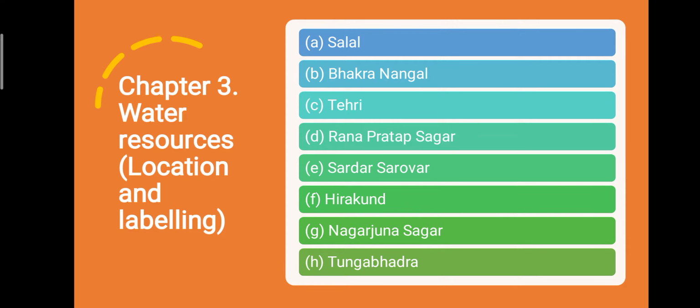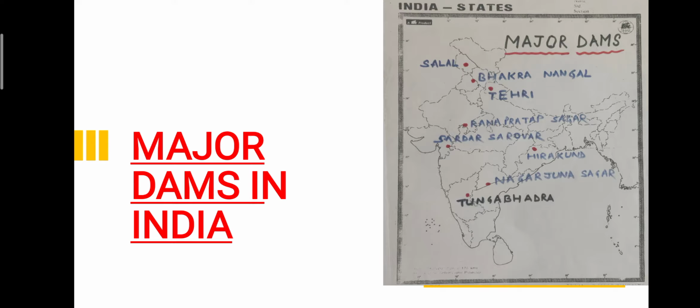Now let us locate and label these dams in the map of India. Salal is located in the Kashmir region and it is labeled also. As you know, in the exam we need to locate and label both, so we need to take extra care about it. Then we have located Bhakra Nangal and labeled it also, in Punjab, on the border of Punjab and Himachal, you can say. And then the Tehri project we have located and labeled in Uttarakhand. Then Rana Pratap Sagar is located in Rajasthan, eastern Rajasthan, southeastern Rajasthan.